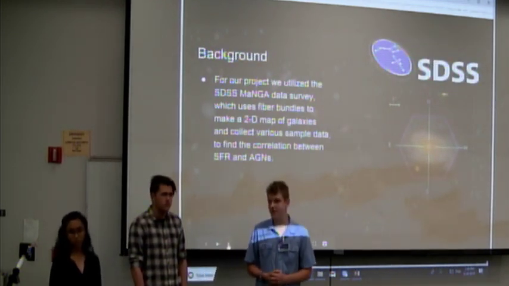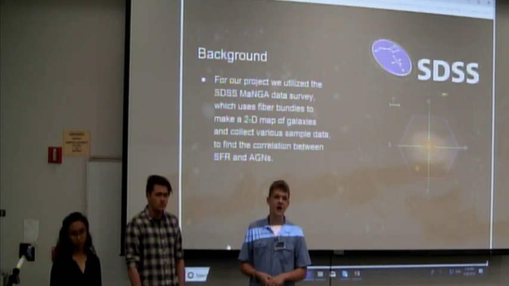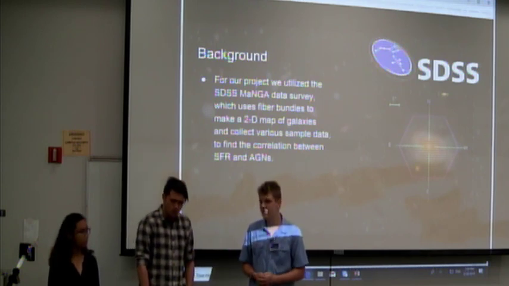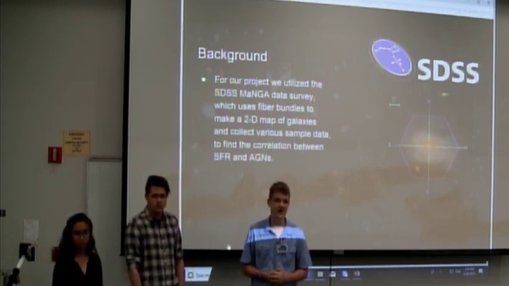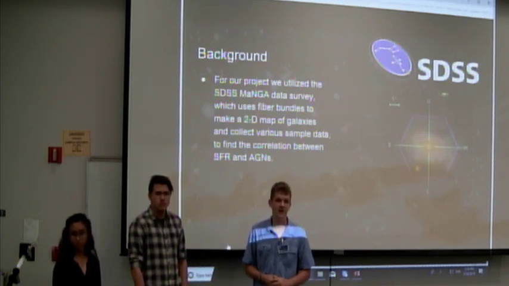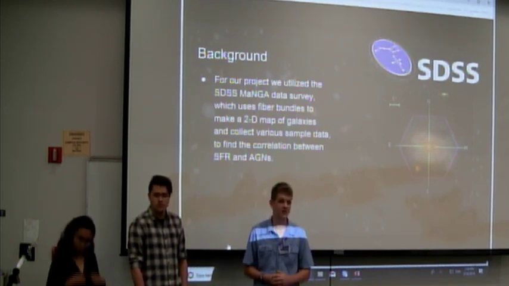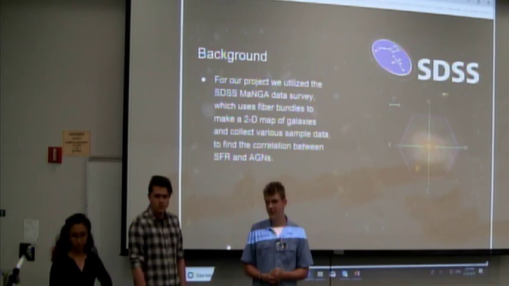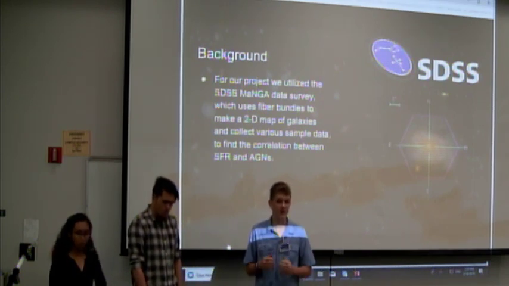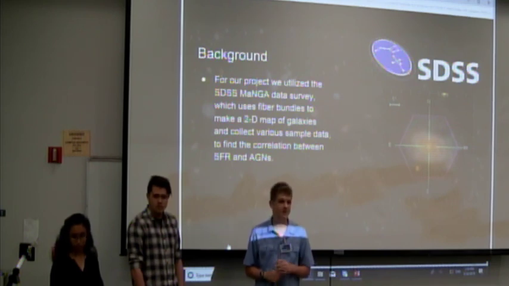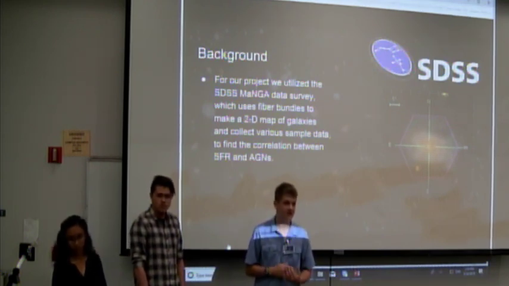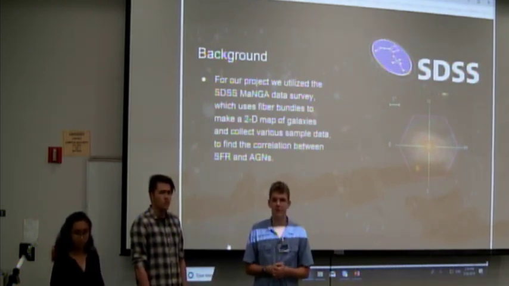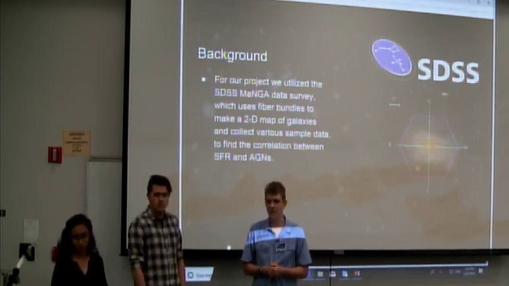So for our data, we used MaNGA, which is Mapping Nearby Galaxies at Apache Point Observatory. And they work with SDSS, which is the Sloan Digital Sky Survey. That's an online database of a lot of astronomical data that's free for anyone to use. What they do is use about 127 fiber cables to make a 2D map of observed galaxies, which provides a lot of various sample data that's helpful for finding correlations between celestial objects.